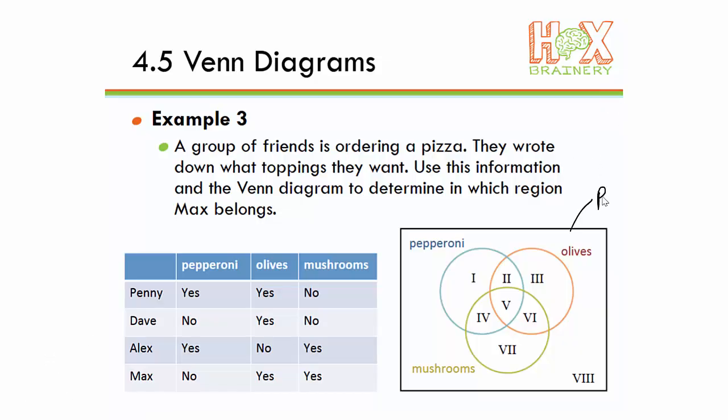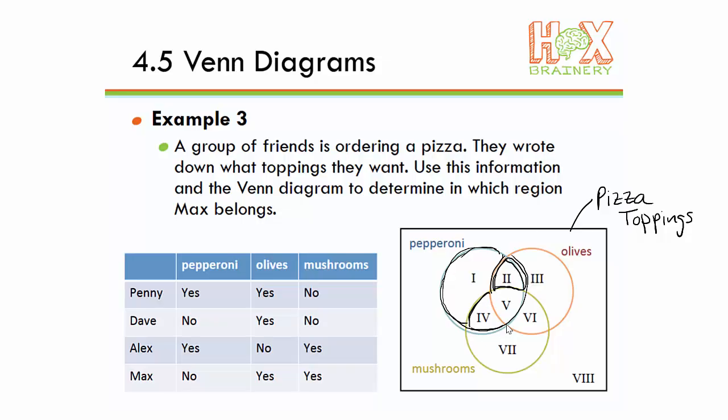So your universal set is the set of all pizza toppings. And then let's just make sure we understand this Venn diagram. We have 3 circles, one for pepperoni, one for olives, and one for mushrooms. So this is the circle for pepperoni. Region 1 here would be someone who just wants pepperoni on the pizza, but not olives and not mushrooms. Region 2 would be someone who wants pepperoni and olives on the pizza, but not the mushrooms.